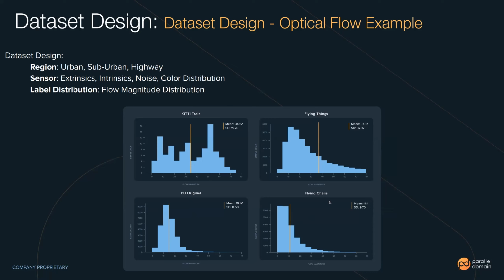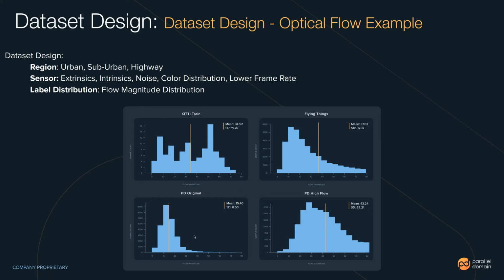and same for FlyingChairs. So our idea was that we can skew this distribution, make it wider, by changing the frame rate of our sensors. Instead of 10 hertz, let's just collect at 2 hertz. This way, pixels move way more between frames. Doing this, we went from this dataset, exactly the same content but a different frame rate, to this distribution here. And we got a lot of pixels that move more than 40, 70, 80 pixels between frames.